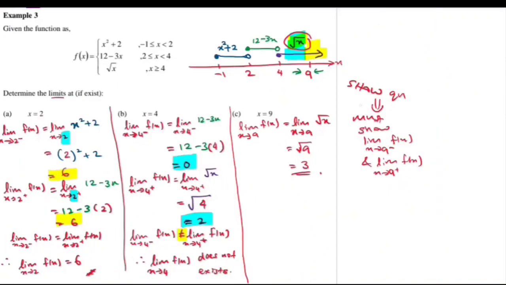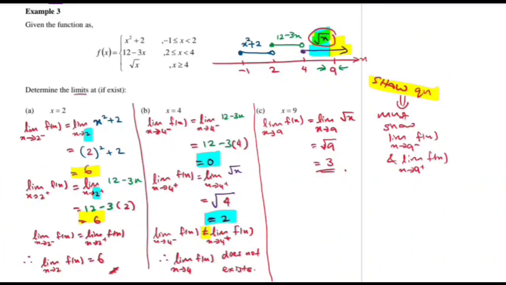Do take note, when the question wants you to show that the limit exists, then you have to show the limit from the left of 9 and also from the right of 9. But since this question just wants you to determine the value of the limit, I can straight away substitute in square root of x, because I know it's the same function from the left and right of 9.